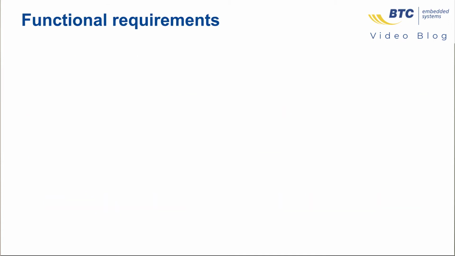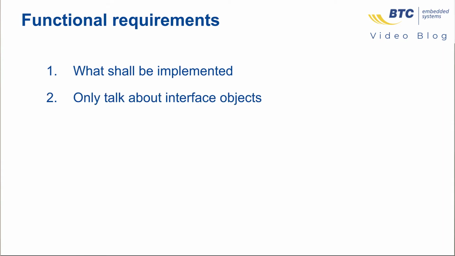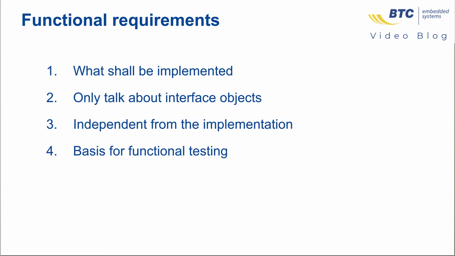Functional requirements should describe what shall be implemented, only take interface objects into account, are independent from the implementation, focusing on the functionality and do not refer to the implementation constraints, and build the basis for functional testing. Let's have a closer look at point 4.